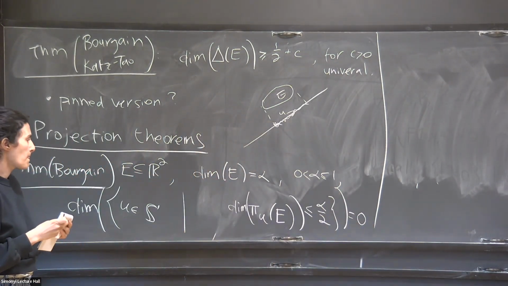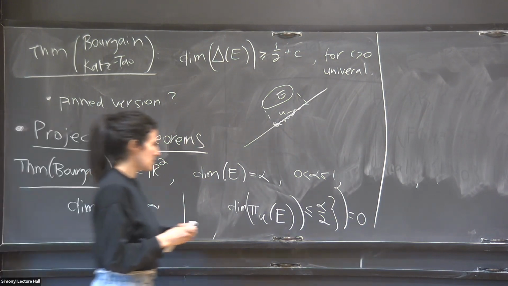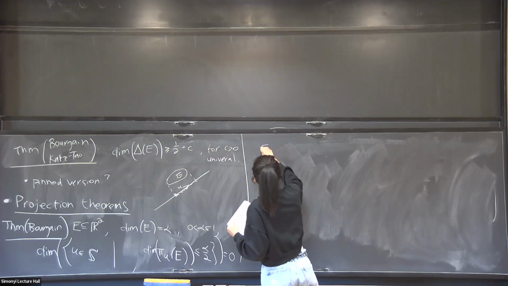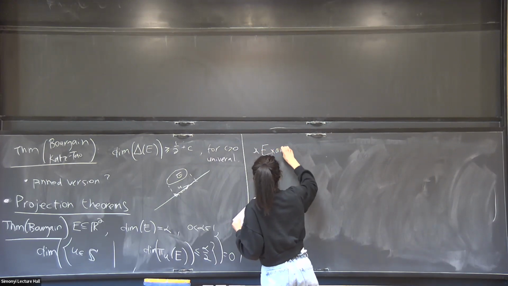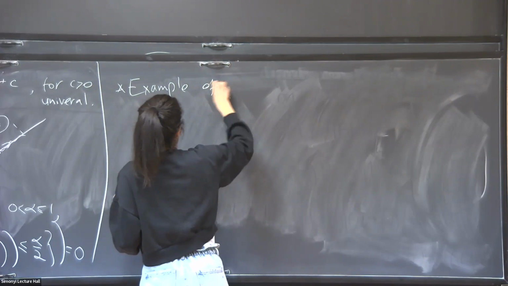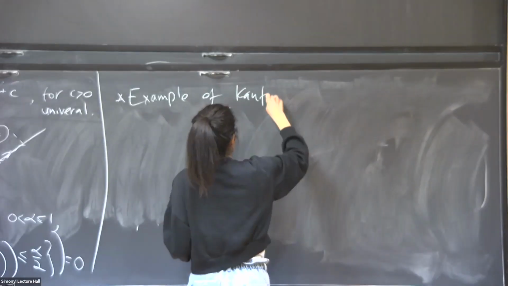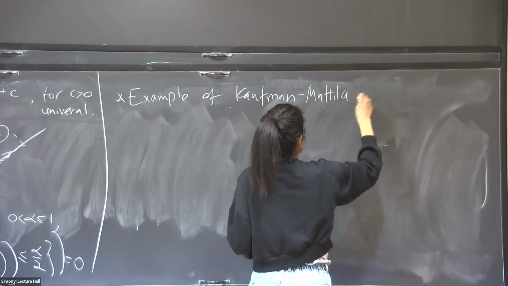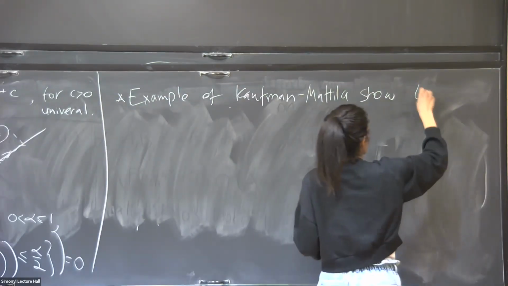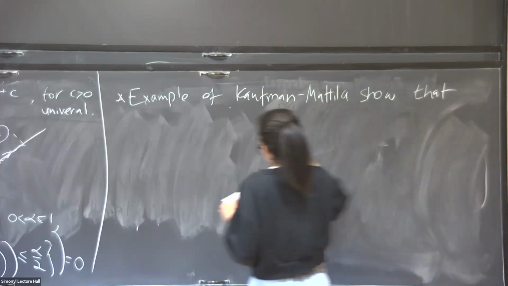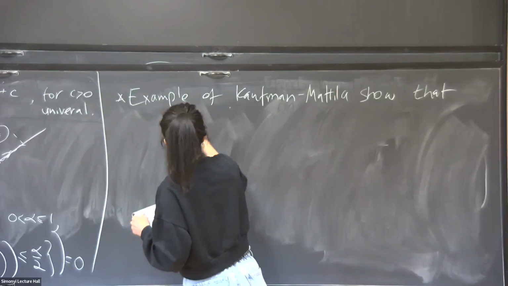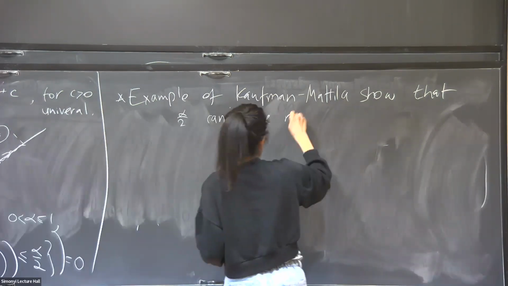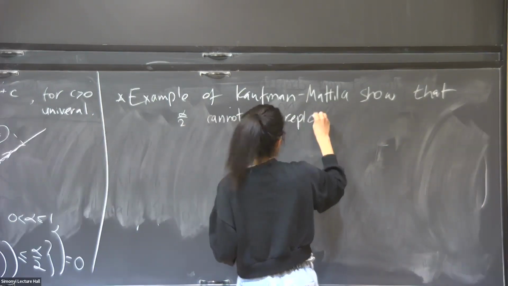Okay. And it turns out that there's an example of Kaufman and Mattila that shows that alpha over 2 cannot be replaced by any alpha over 2 plus C.